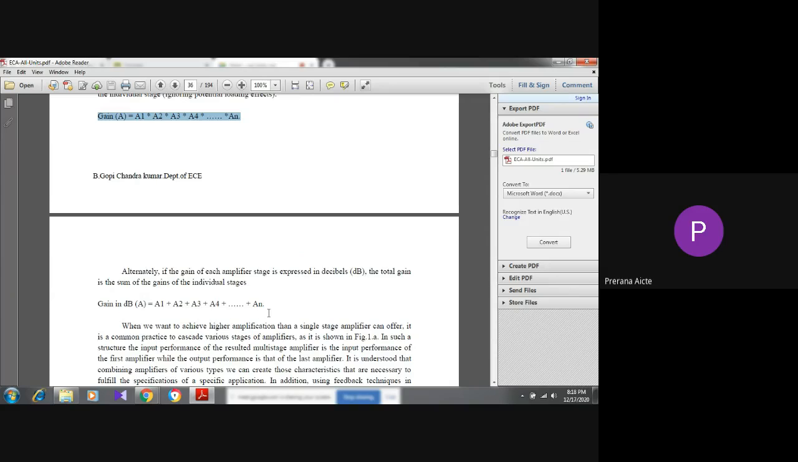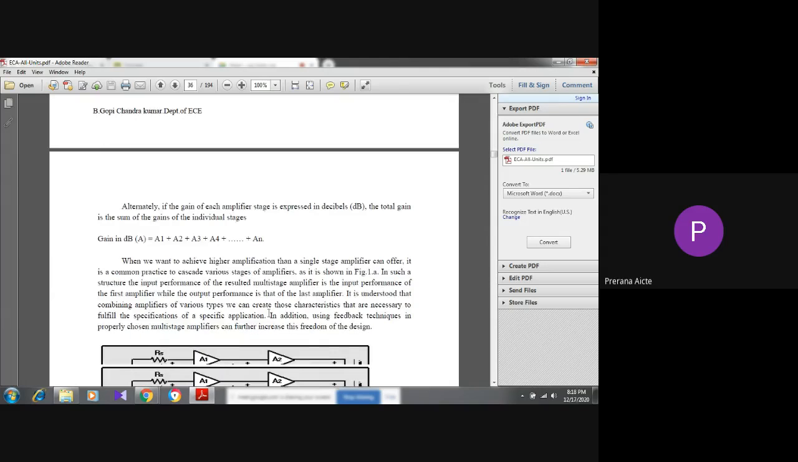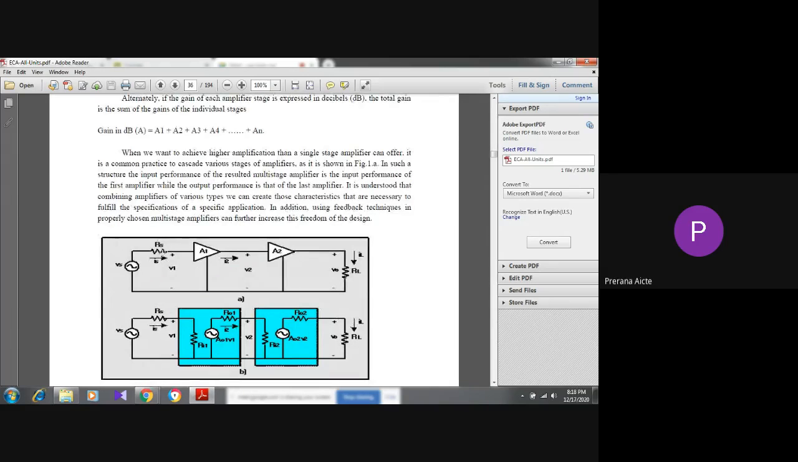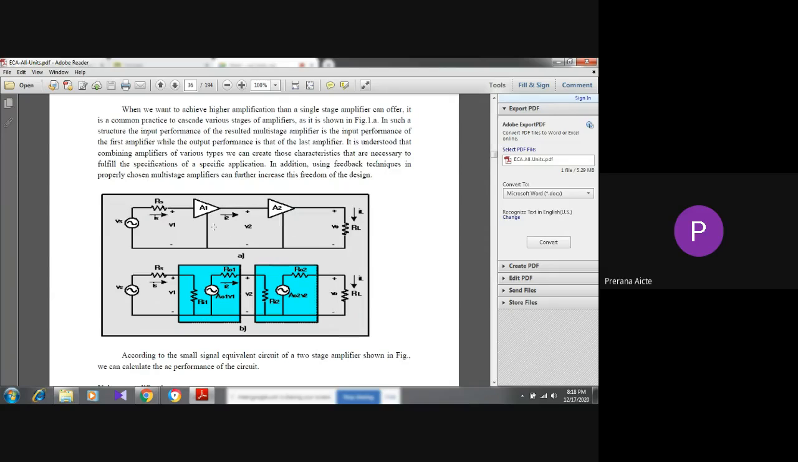Right now, suppose when we want to achieve higher amplification than a single stage amplifier, it is common practice to cascade various stages of amplifier. See, in this figure, this is the two-stage amplifier. Here is the first stage amplifier, this is the second stage amplifier, and this is the equivalent circuit using H parameters, the H parameter equivalent circuit simply.